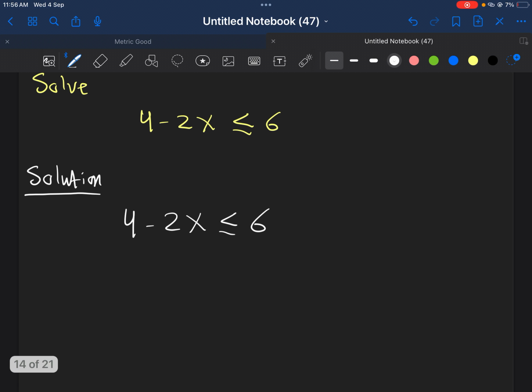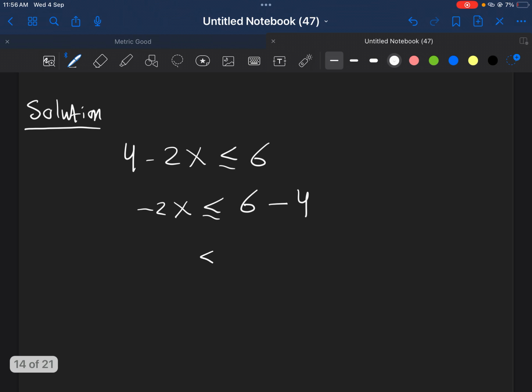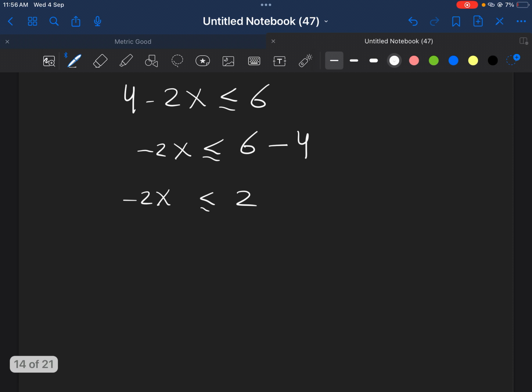4 minus 2x. Well, negative 2x will stay here. 4 will go to the other side with a different sign. It's positive, it will go negative. So 6 minus 4. I will get negative 2x less than or equal to 2. Now, the next step is what we usually do: we divide by negative 2.